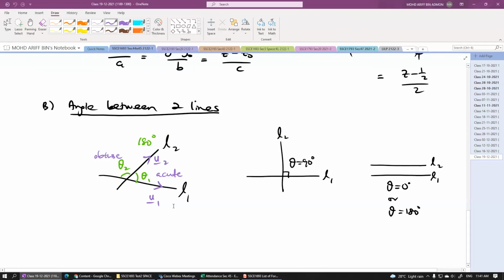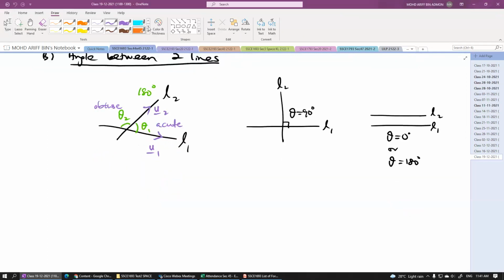So it is possible, because you already know your vector U1 and also U2. So using our dot product, between U1, how do we get U1? From your equation of line 1. And then U2, the parallel vector to our line 2. So you divide by their magnitude. Then you can get your theta 1, for example.